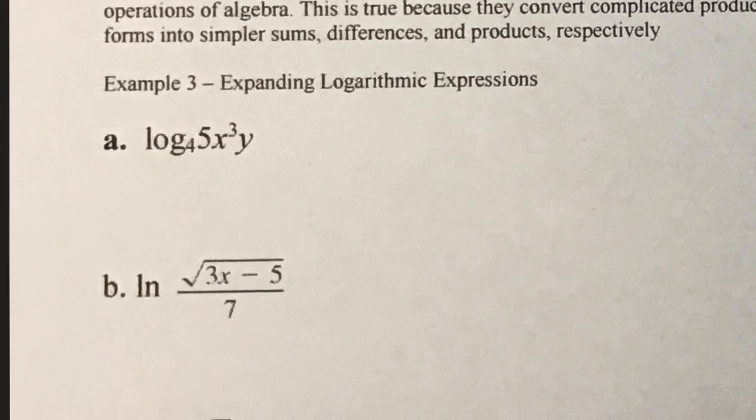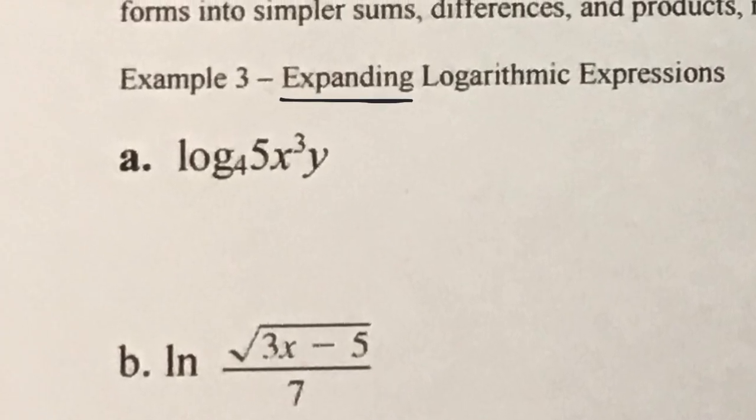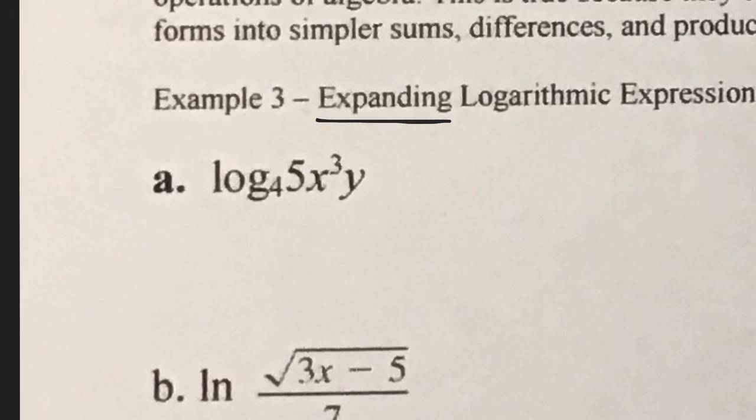So here is where we're going to use this as expanding. We are no longer going to have multiplication or radicals or divisions, only pluses and minuses. That's our job when we are expanding. So here we have 3 things being multiplied together: 5 times x cubed times y.